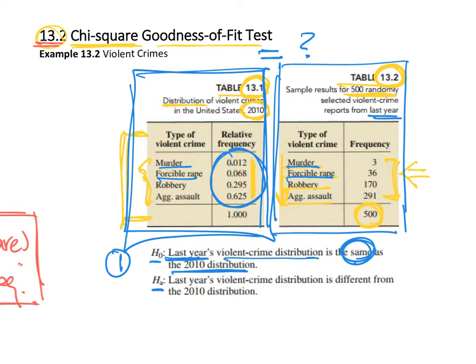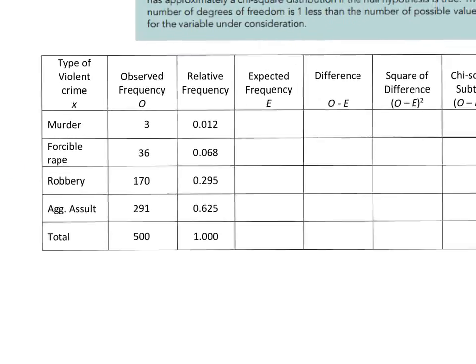Here are the proportions, and those are the frequencies from the random sample. So we compare the 2 distributions: one is last year from the sample, compared to the given proportions in 2010. Absolutely, the alternative hypothesis is different, so it will be two-tailed. That is step number 1, state the hypothesis.